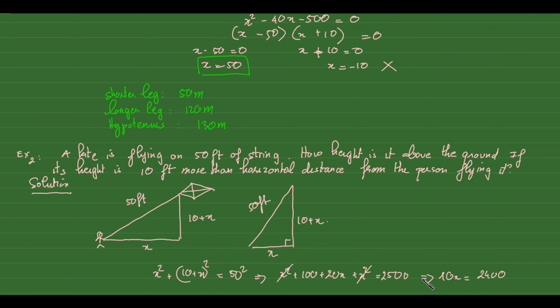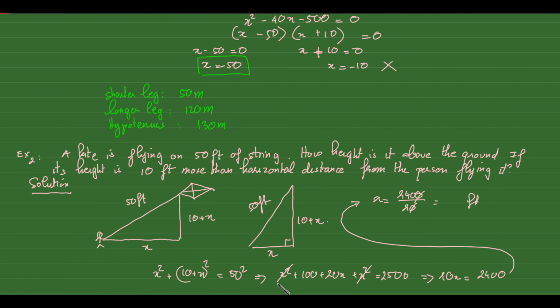So x could be what? I don't have enough space, so I'm going to move over here. So x could be 2400 over 20, so it cancels. It could be 60. All right, so 60 feet. No, something is not right over here. Let me look at it again.